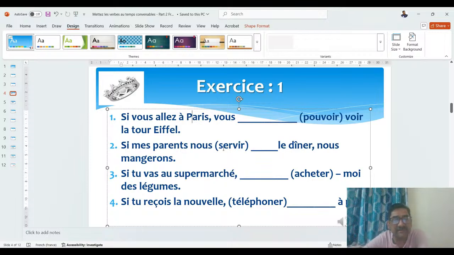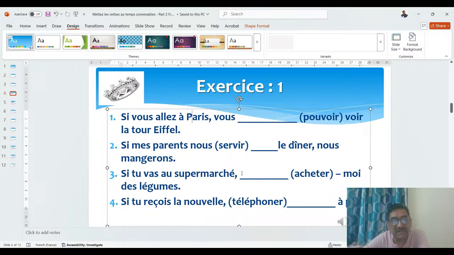So si plus present plus future combination. If you go to the supermarket, okay, buy me some vegetables. Okay, buy me some vegetables. This should be in imperative order mode. Another clue I'm giving you for order mode is there is no subject here. Can you see that there is no subject here?